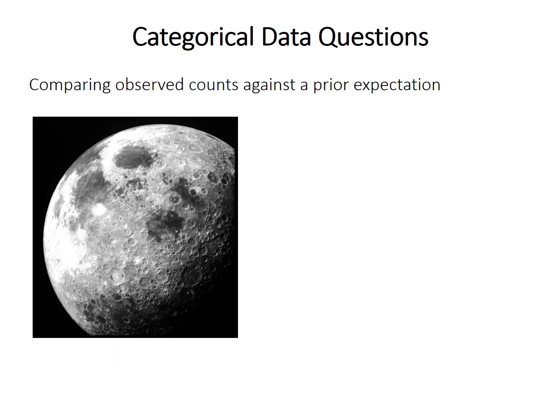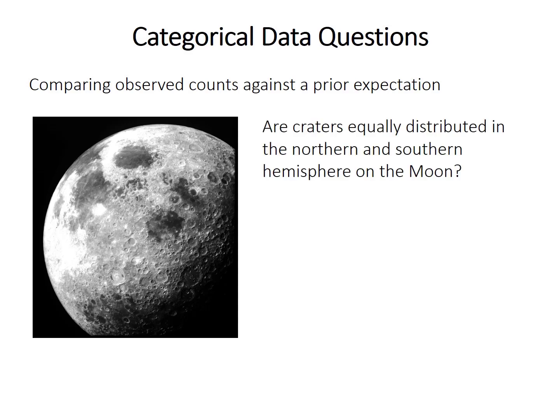So when choosing what kind of categorical test you want to run, the main consideration is the question that you're asking. In one situation, you might have some prior expectations from theory or from some independent information for what the counts might be. So your goal then is to see if the counts in your sample agree with that prior expectation. So for example, in this sort of somewhat contrived question here, are craters equally distributed in the northern and southern hemisphere on the moon?